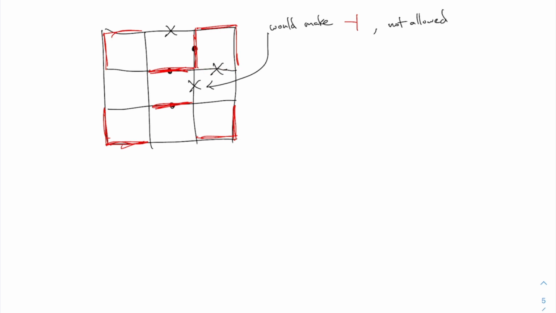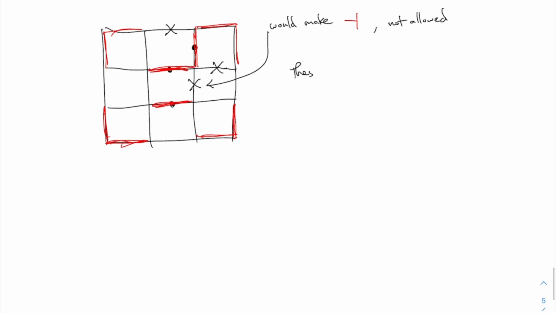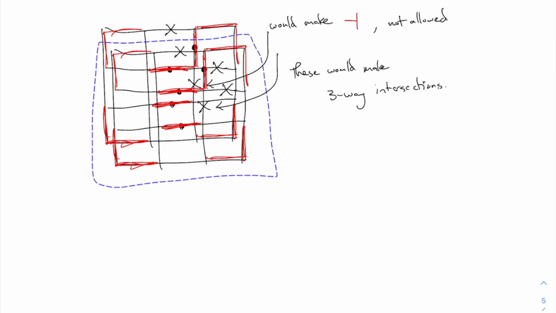All right. I think those are all of the simple exclusions we can make at this point. So all of these ones would make three-way intersections. That's why they are not allowed. All right, I'm going to redraw my picture just because it's getting a little busy here.